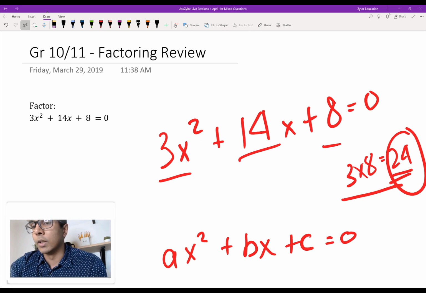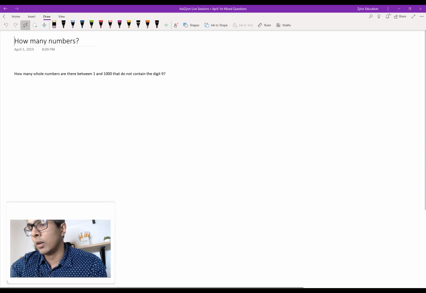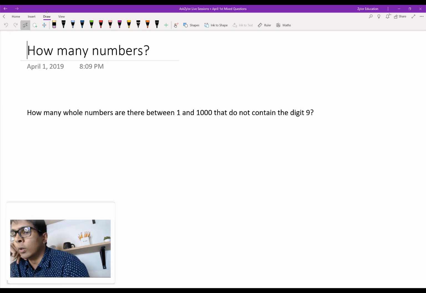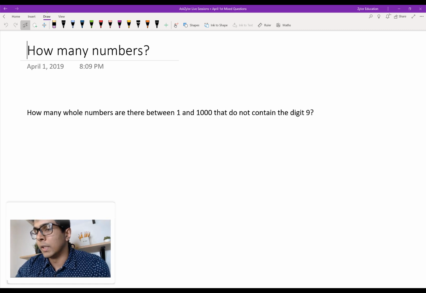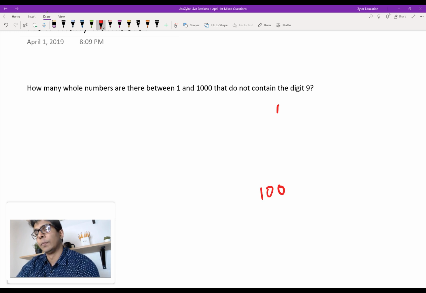So the next question that was sent in is saying, how many whole numbers are between 1 and 1000 that do not contain the digit 9? So to do this, we need to find some patterns. So let's go ahead and see what it looks like between 1 and 100. How many 9s do we see?